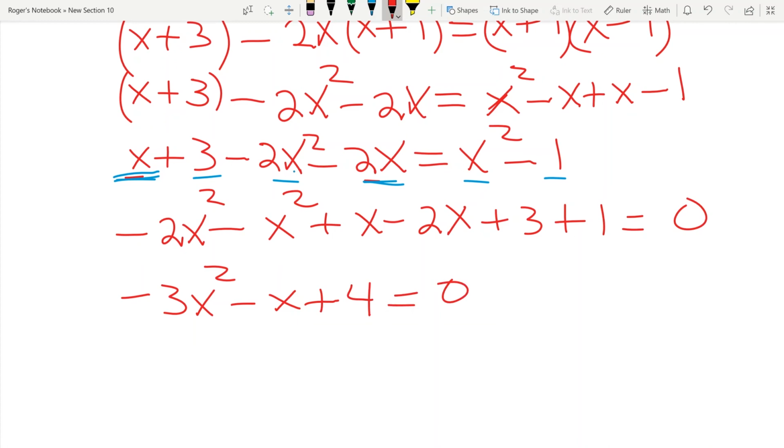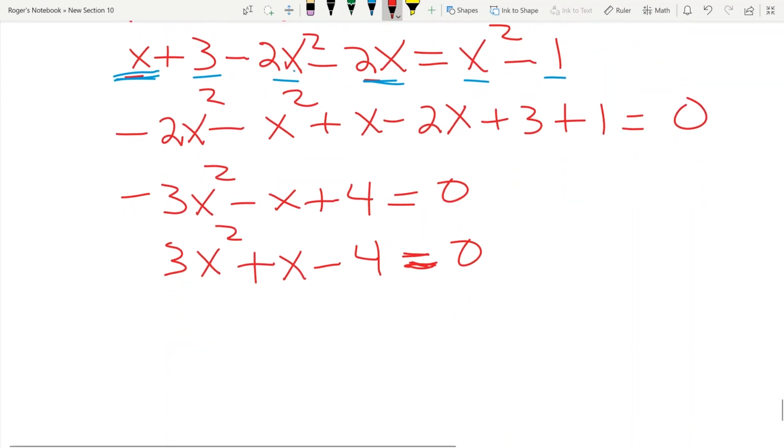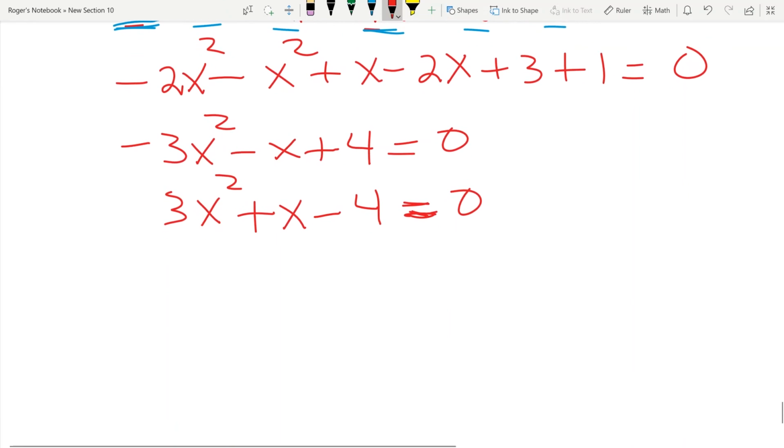Now, personally, I don't want that minus sign in front of the 3. I don't like it to be minus 3x squared. I want it to be positive 3x squared. So I multiply both the left and the right by negative 1, and that gives me 3x squared plus x minus 4 equals negative 1 times 0, which is still 0. So I flip all my signs, and now I'm ready for the big test. The big test is factoring. Let's see if we can remember how to factor. What are the factors of 3?